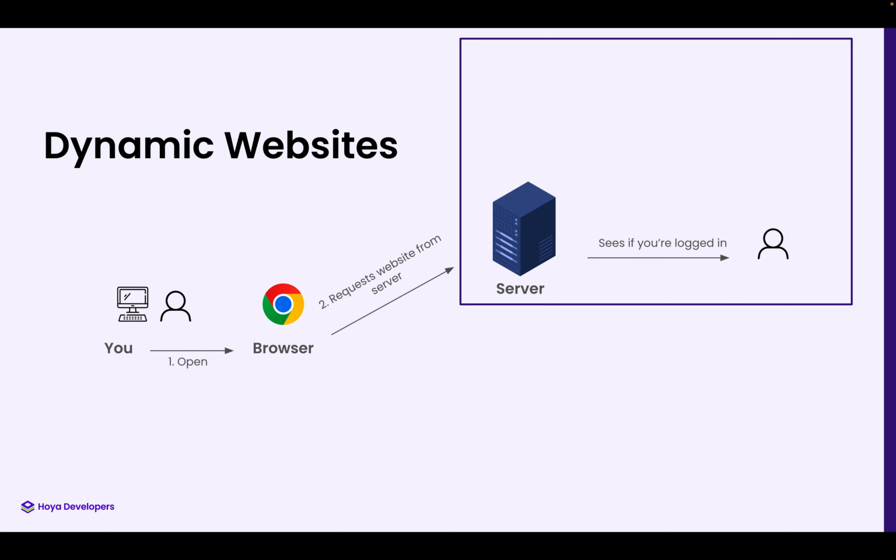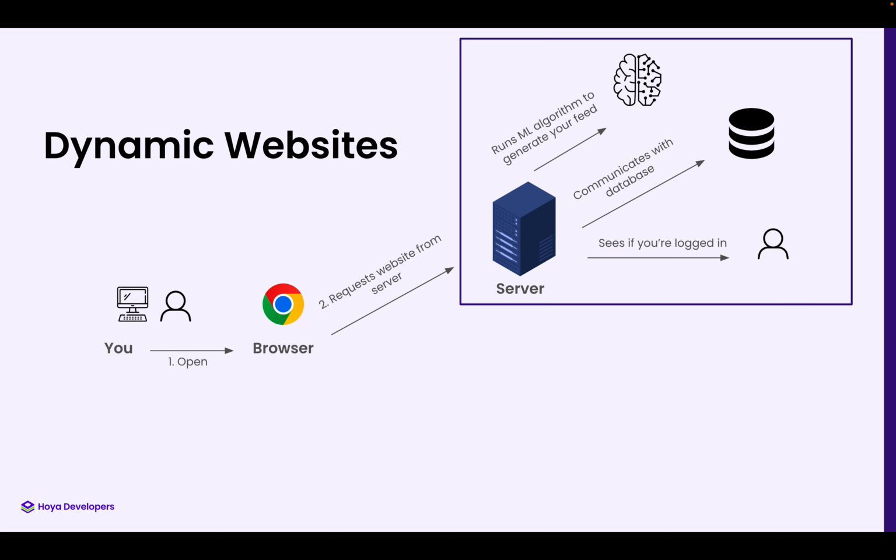We introduce this new step. And so, for example, your browser could call the server, and instead of immediately returning the same set of files it does every time, maybe the server first wants to check if a user's logged in. Maybe the server then will communicate with a database. And maybe, for example, in a social media app, this server then runs a machine learning algorithm to generate a feed.